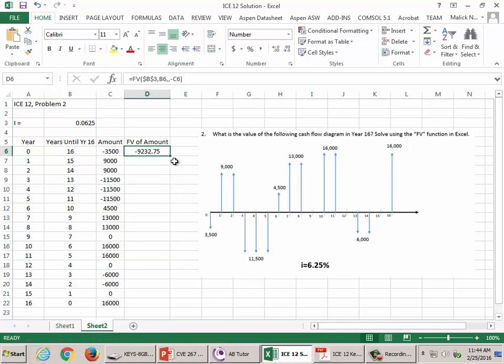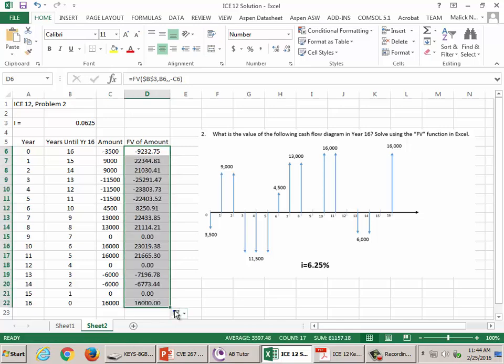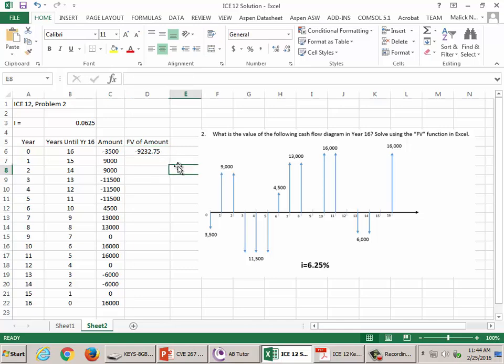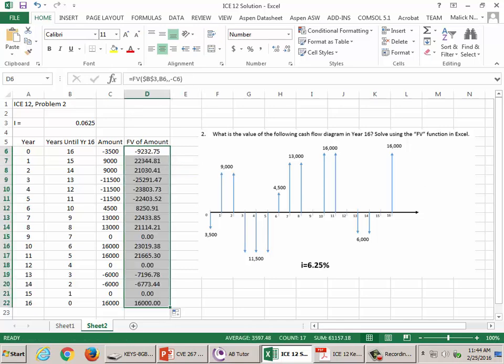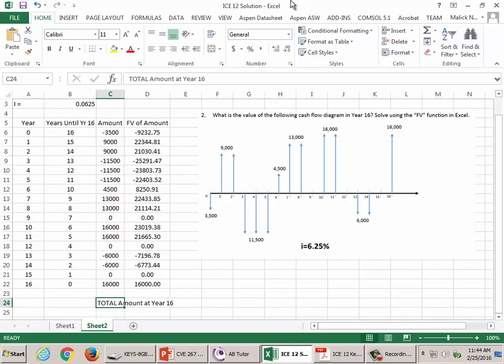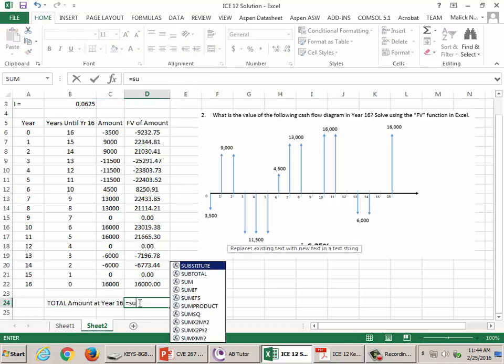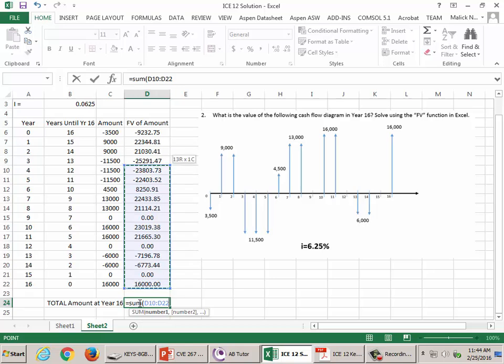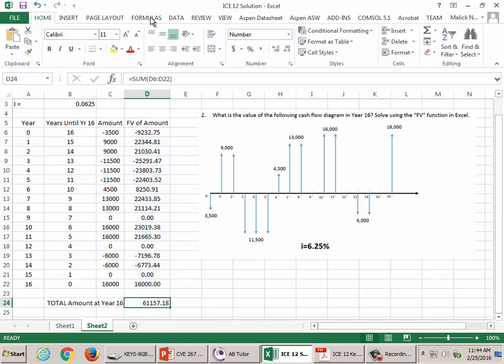Oh, by the way, besides dragging, there's another way that's even simpler. You can drag like that, or you can just double click. If you've got a formula here, you just double click and it pastes it through as long as there's data for it to paste the formula. And then the total amount at year 16 is what we're trying to find, so we use the sum function for that. The answer you're looking for is 61,157. All right. Future value. Any questions on how to do that?